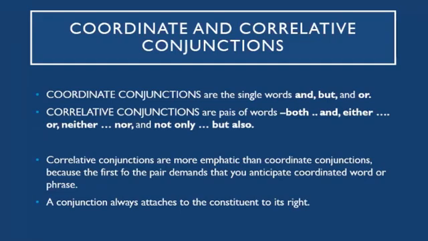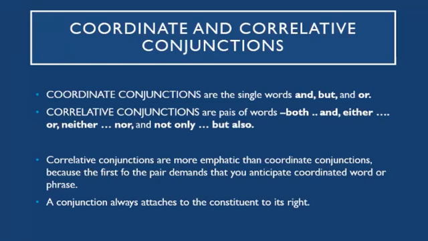Now, we are going to see two different types of conjunctions. We have the coordinate conjunctions and the correlative conjunctions. The coordinate conjunctions are the ones that we know: and, but, and or. Very straightforward, right? No problem. We might have more problems with the correlative conjunctions because those are pairs, but it's one.